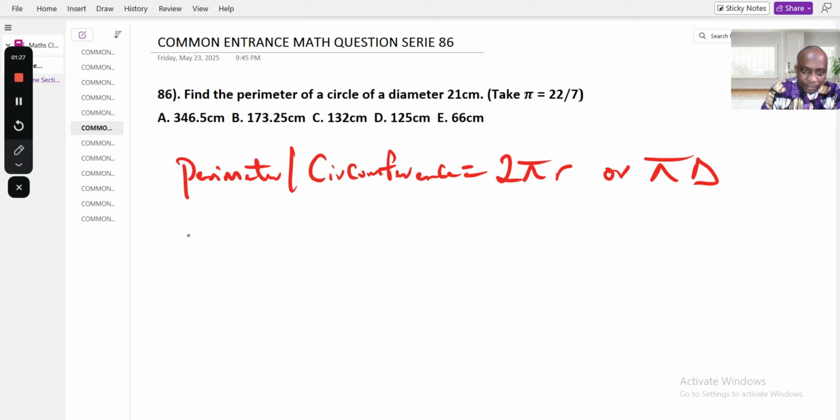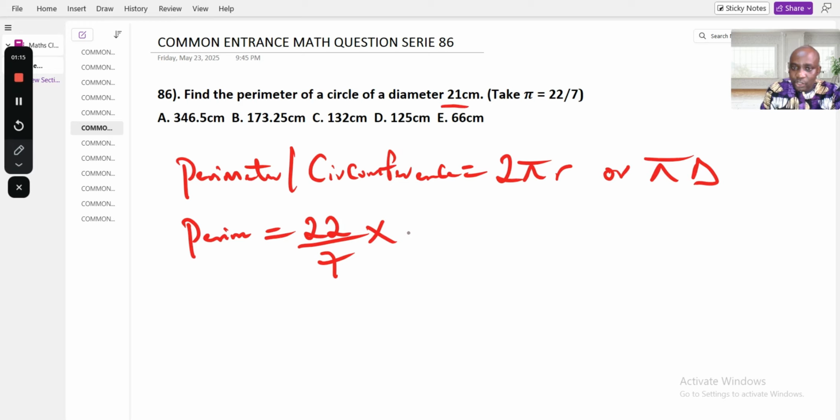Therefore, perimeter equals pi times diameter. What is pi? Pi is 22/7 multiplied by, what is our diameter? The question gives us 21. 7 here 1. How many 7s can we see in 21? 3. Our final answer is 22 multiplied by 3.